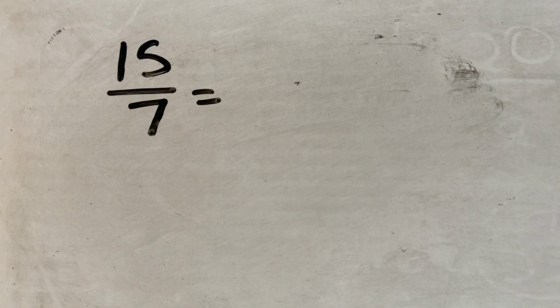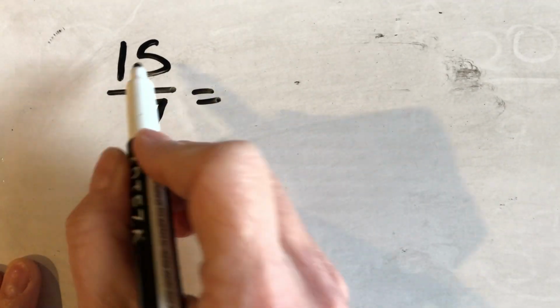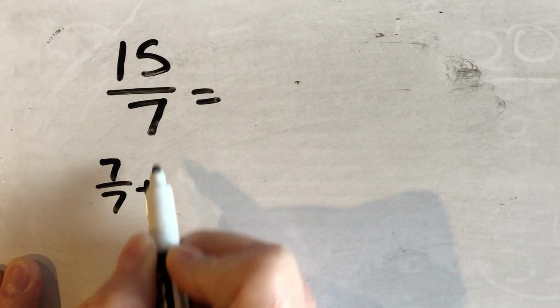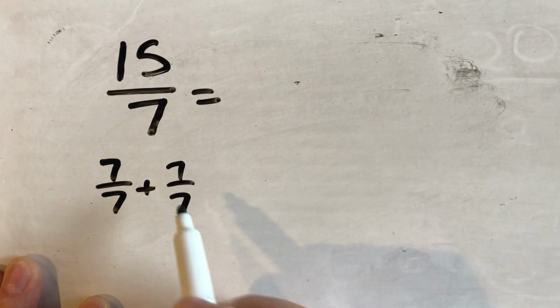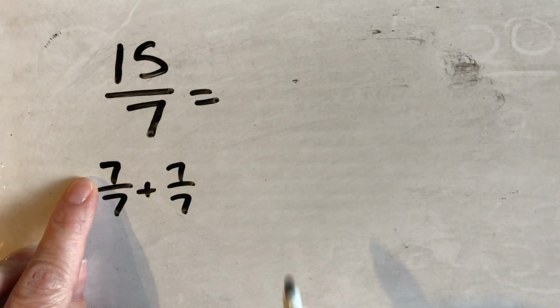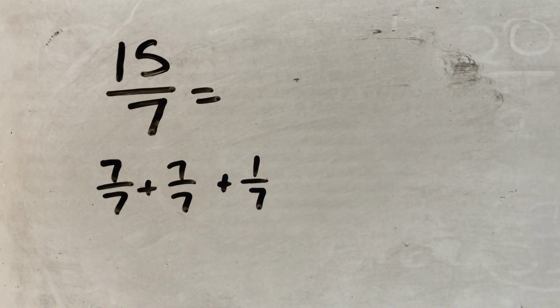So you can pause and work this out and press play when you're done. All right, when I see 15/7, I want to figure out how many 7/7 I have in here. So when I look at this, I know that I have 7/7, and I'd have another 7/7, because 7 plus 7 is 14. Now, in order to get 15, I'd have to add 1/7 more.